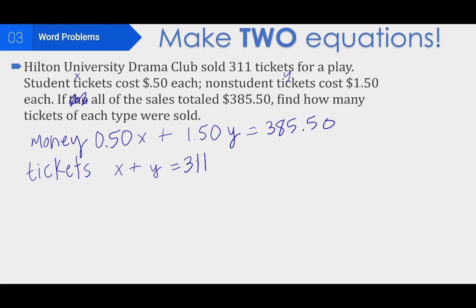Now, we can solve this with substitution or elimination, but the main thing for this video is just figuring out the equations. So we're going to go ahead and skip that. If you want to solve it on your own, the answer would be 230 non-student tickets and 81 student tickets.